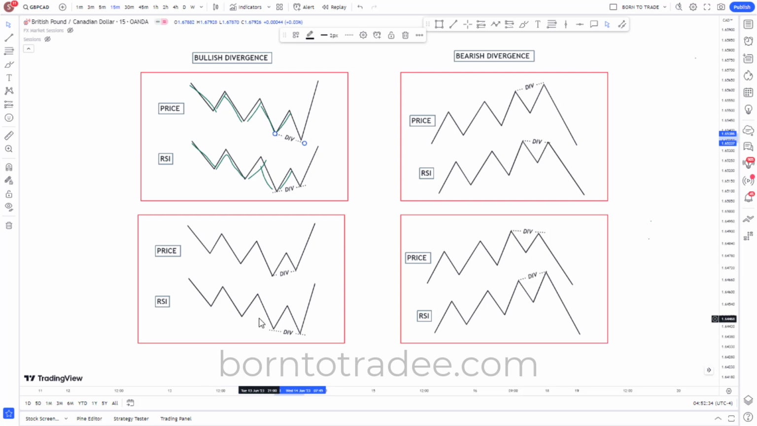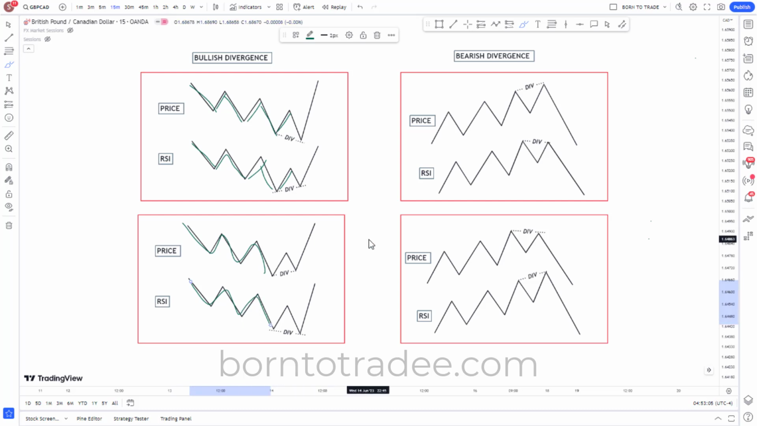And this is the second example right here, where we see price push to the downside, form a lower low, form a lower high, a lower low, a lower high, and a lower low right here. And the RSI itself did the same thing: form a low, form a lower high, form a lower low, a lower high, and we see a lower low right here.